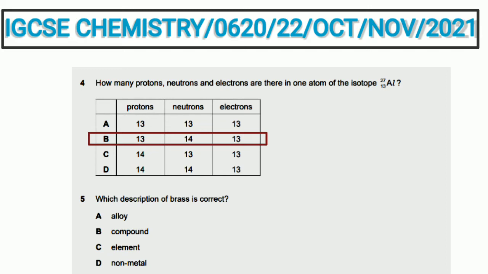Question number 5. Which description of brass is correct? Alloy, compound, element and non-metal. Brass is an alloy of copper and zinc. So the correct answer is option A, alloy.